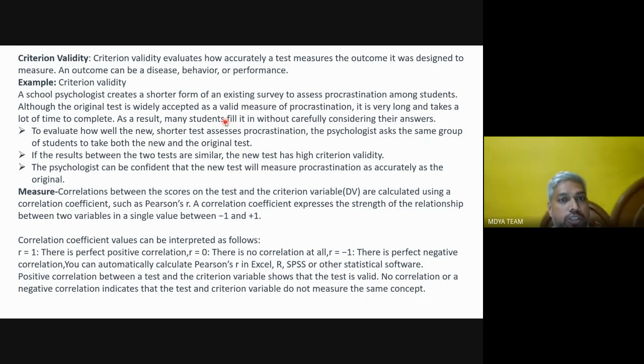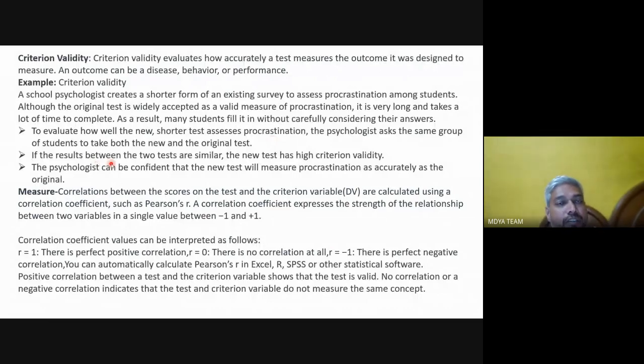Means the psychologist prepared a shorter form of an existing survey form. He cut it short, and now he is testing it on students. He gave both the existing survey form and the shorter form he prepared to the students, and the students filled them.